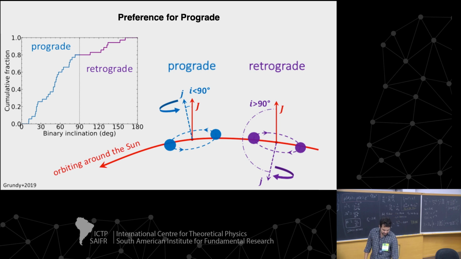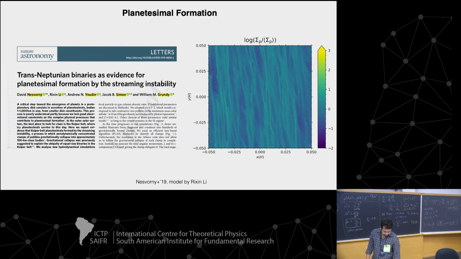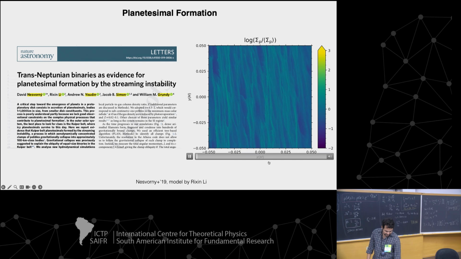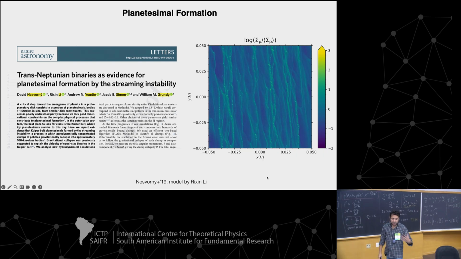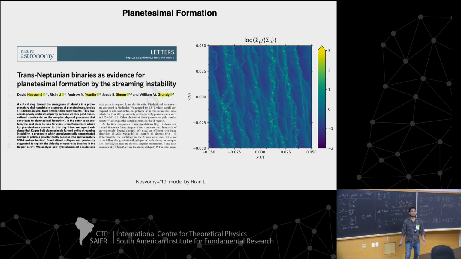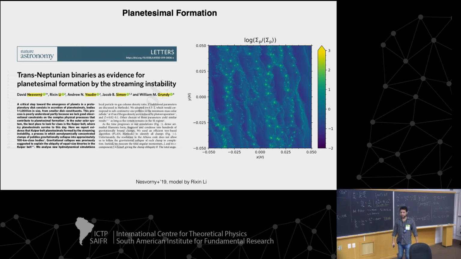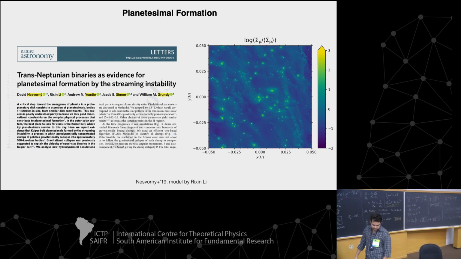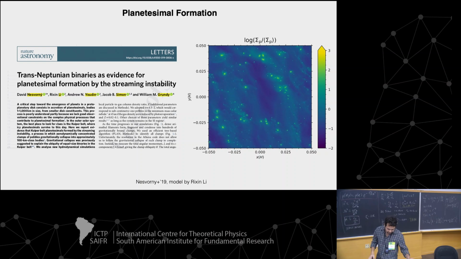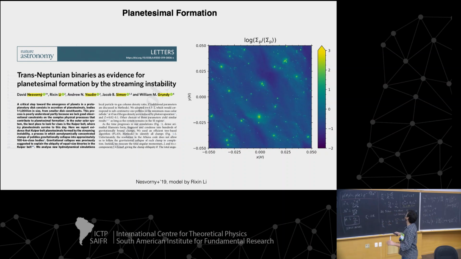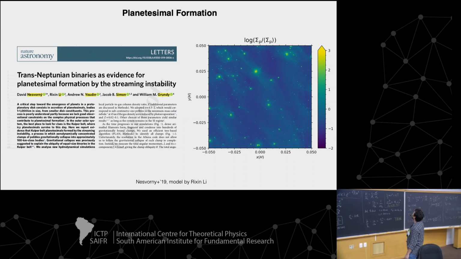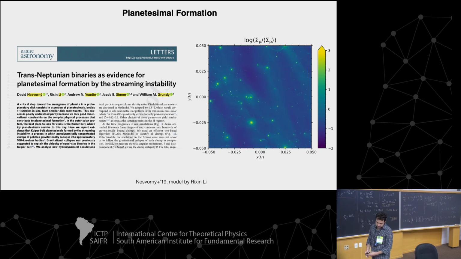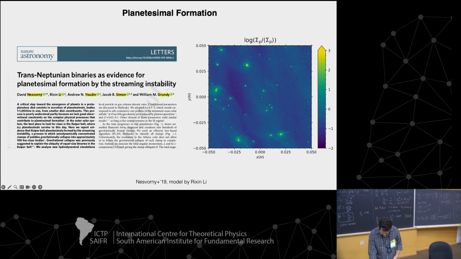So if you do a streaming instability simulation and you count the binaries that form, how many of these are going to be prograde and how many are going to be retrograde? That's the question here. So this is a streaming instability simulation forming the planetesimals. You can see here there are several objects that are forming, some of them binaries, and then you can count these statistics, right?